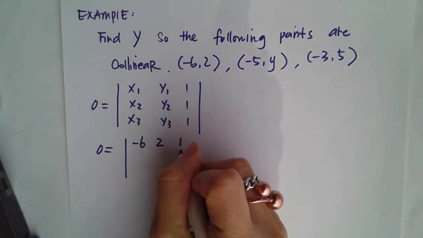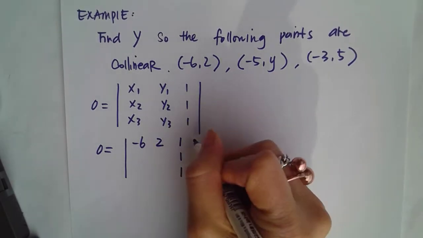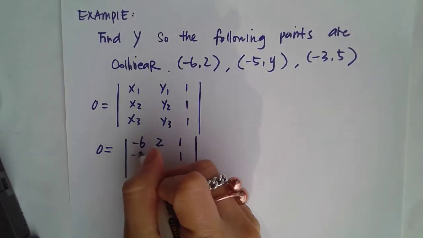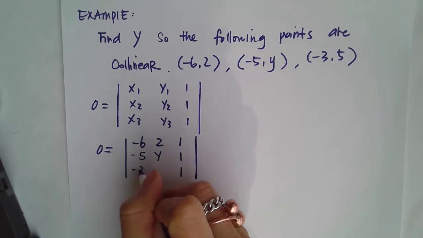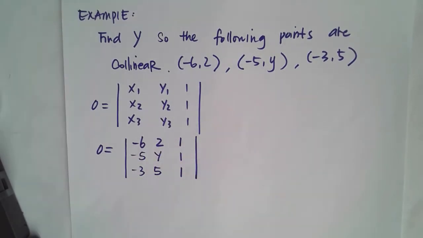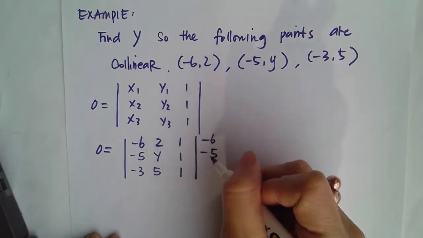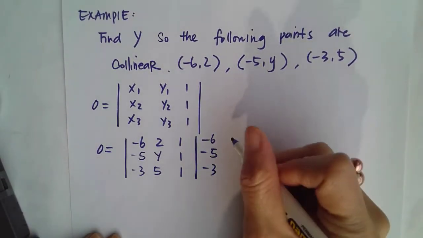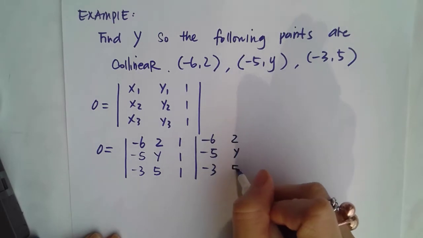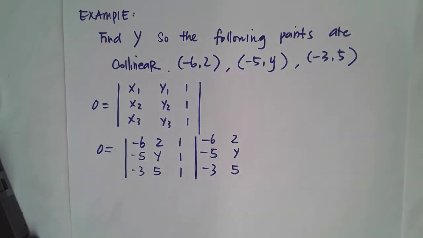-6, 2, 1, 1, 1. Okay, I'm just going to put the 1s there because we know that belongs there. -5, y, -3, 5. I think you're kind of seeing how we're going to do this, right? So try it. Stop the video and see if you get the same thing as me, okay? So I'm going to calculate this as if I'm calculating the determinant. 2y and 5, right?